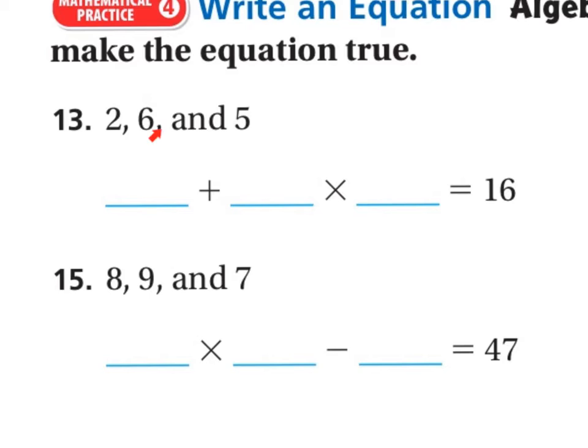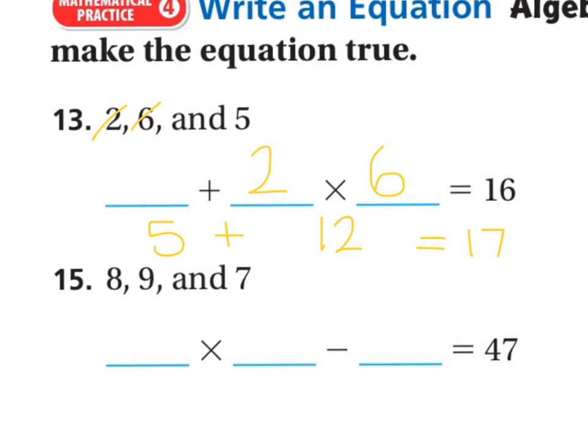It's not really going to make sense to do 6 times 5 is 30 when I have an answer of 16. So let's guess and check. Let's do 2 and 6 first. 2 times 6 is 12. If I add 5 to that, that brings me to 17. Ugh, that's close, but not the answer I want.